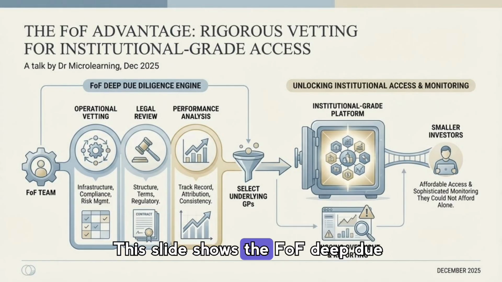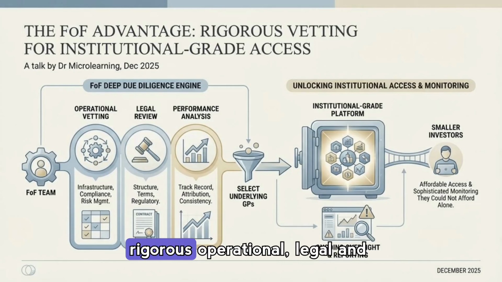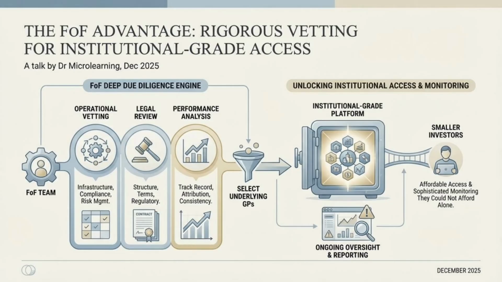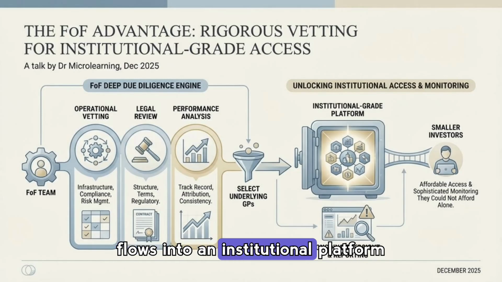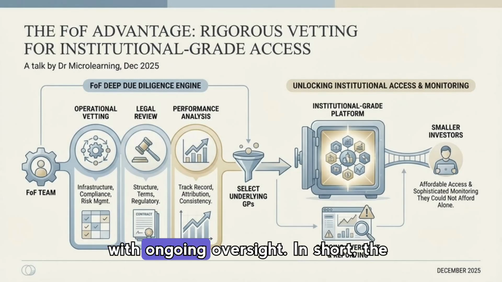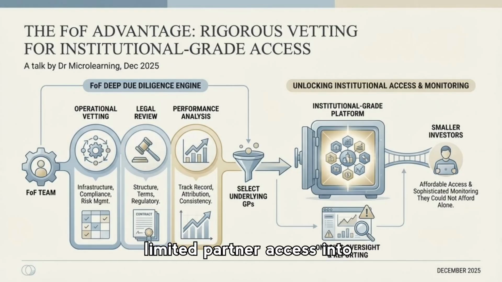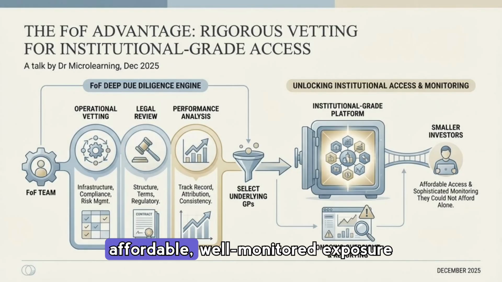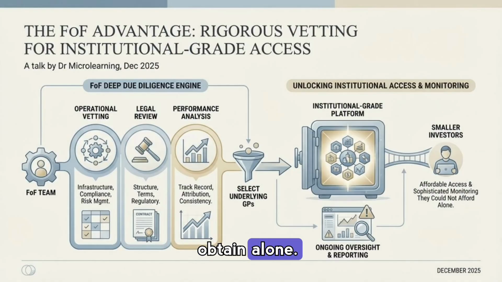This slide shows the FOF deep due diligence engine and why it matters. Rigorous operational, legal, and performance vetting funnels into selecting underlying GPs, which then flows into an institutional platform with ongoing oversight. In short, the diagram highlights how disciplined screening and monitoring turn limited partner access into affordable, well-monitored exposure that smaller investors couldn't obtain alone.